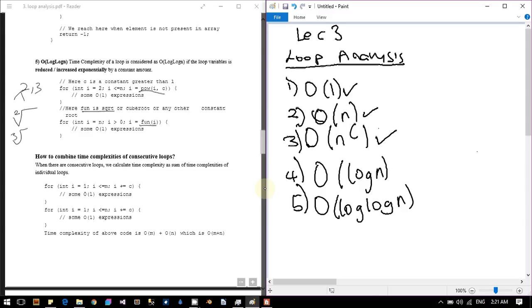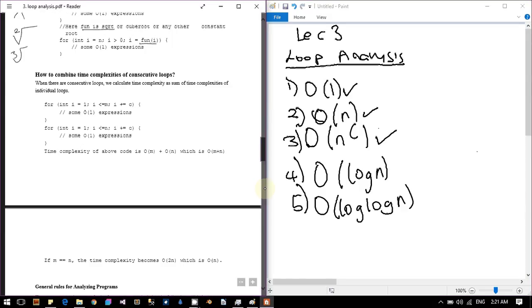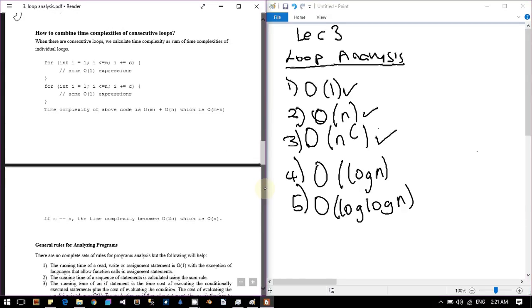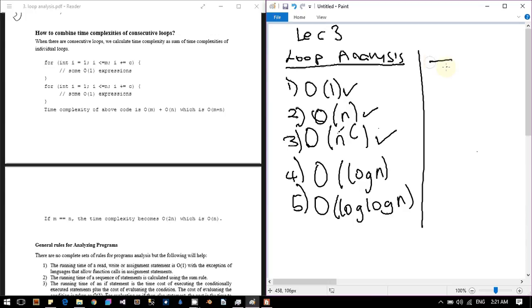Okay, so now how do you combine time complexities? All right, how do you combine time complexities? Now I would like to state something here. In combining complexities, if they are on the same line, that is, they are on the same statement line, you simply add their orders. We'll go further.